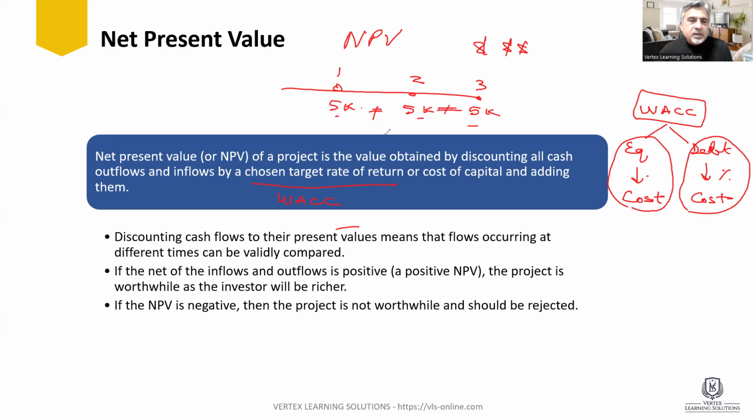So I cannot compare these 5,000s; they are not equal. In order to compare them, we need to discount all of them to time 0. We bring the value here, and that will be called the present value. So we need to find the present value of 5,000 in year 1, and then the present value of 5,000 from year 2, and the present value of 5,000 from year 3.